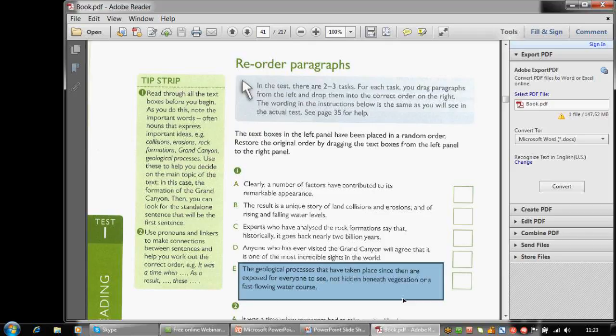It's very easy to identify the beginning. It talks about history. It talks about a year. It talks about an event which occurred a long time back. That becomes the first, so place that on the first position.